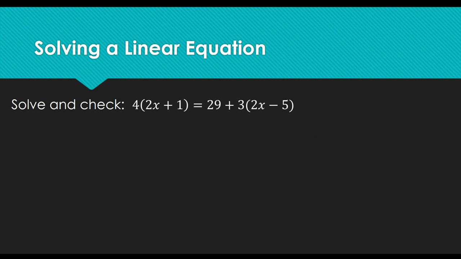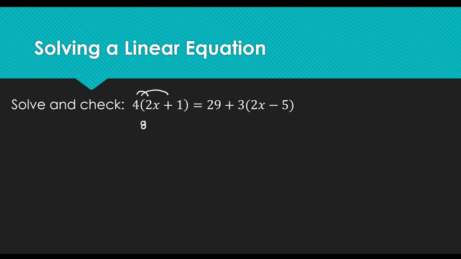So let's solve and check this equation. We've got 4 times the quantity 2x plus 1 equals 29 plus 3 times the quantity of 2x minus 5. So our goal is to solve for x. There's variables on both sides. They're both in parentheses. I want to first distribute so I can get rid of those parentheses.